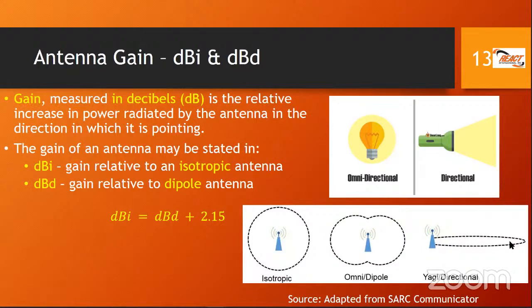So when we are given gain, here we have a directional antenna, maybe the Yagi. It's sending most of the signal in one direction. But relative to what? The dipole or the isotropic, we give the gain and we need to know which one of the two. So for your exam, you need to know about dBi, dBd, and how to calculate dBi given dBd. And this is our formula. dBi is equal to dBd plus 2.15.